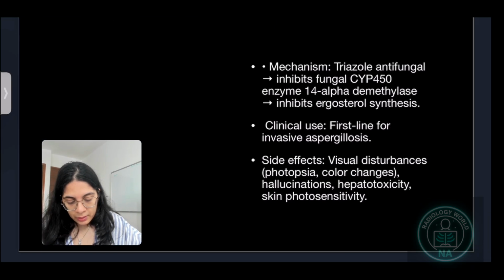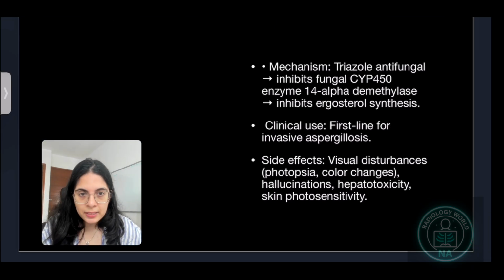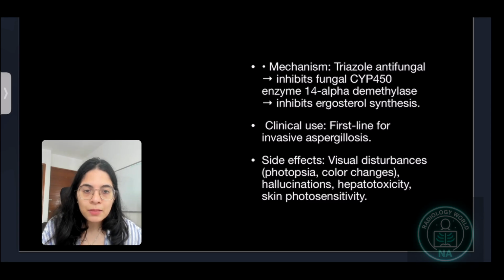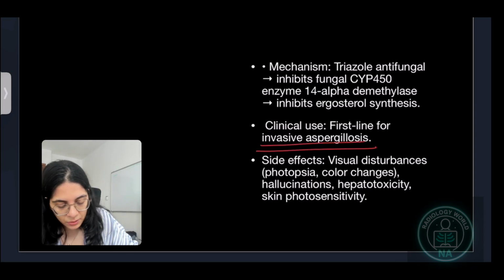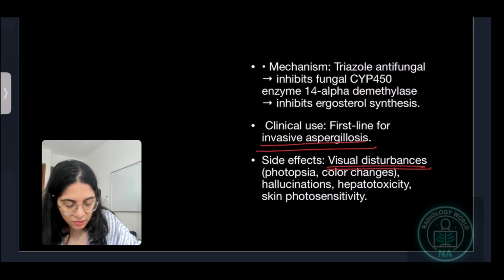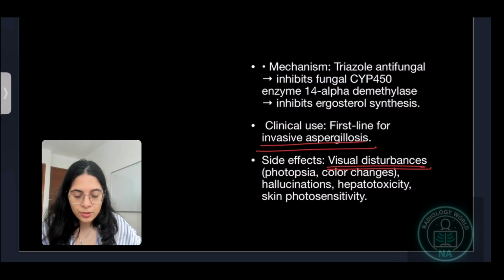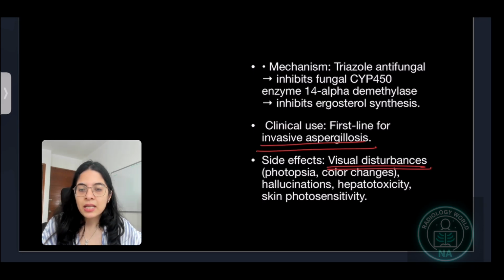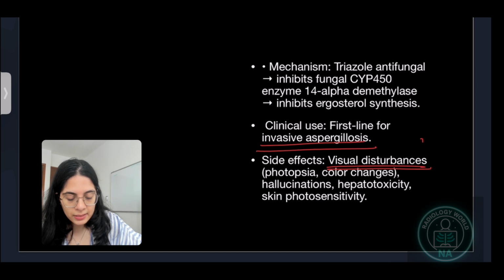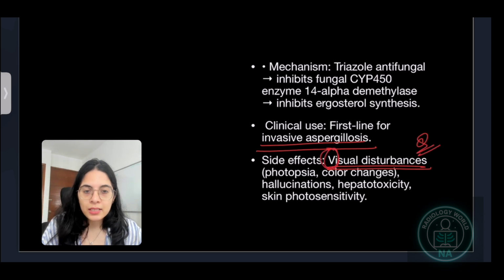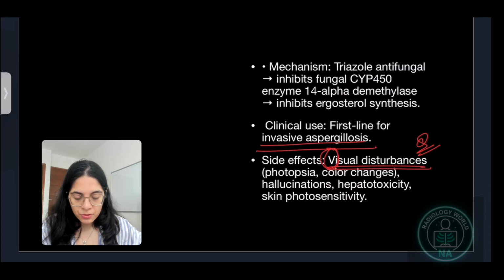Okay. So when we talk about the mechanism of action, it is basically a triazole antifungal. It inhibits the fungal CYP450 enzyme 14-alpha demethylase, and this is going to inhibit your ergosterol synthesis. Okay, so this is the first line drug for invasive aspergillosis. The side effect is visual disturbances, photopsia and color changes. It can also lead to some sort of hallucinations, photosensitivity and hepatotoxicity. Okay, but the commonly tested thing is visual disturbances for voriconazole. Remember V for V, visual disturbances for voriconazole.